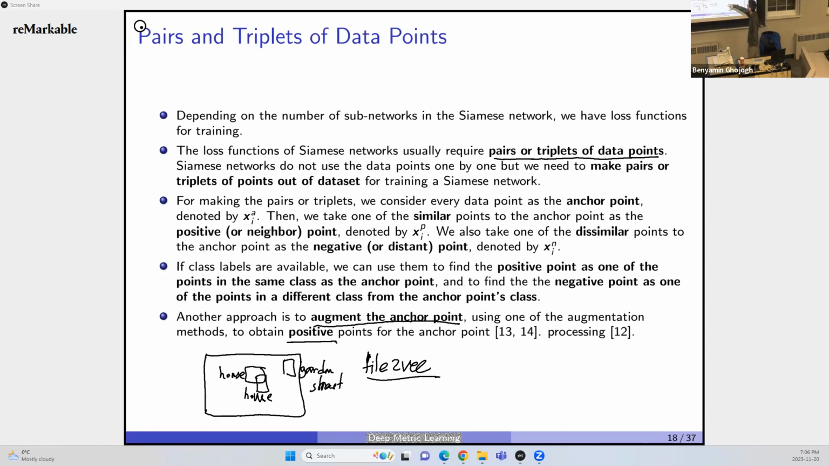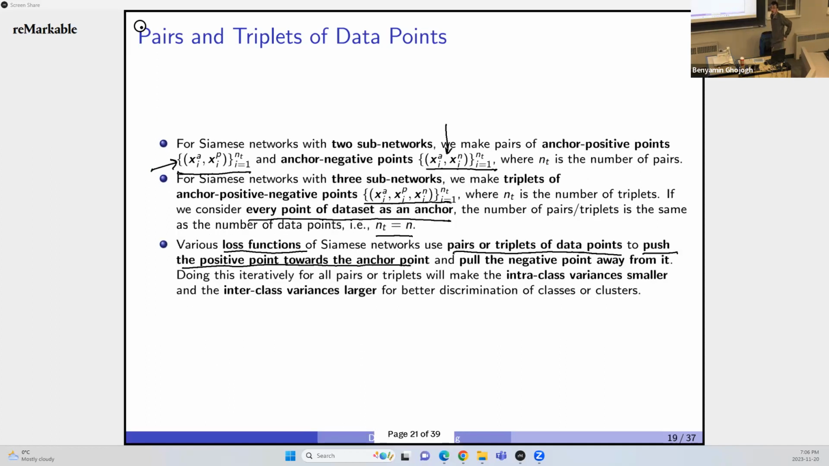So as I said, we can generate triplets out of data even without labels. We can also augment the anchor to get the positive points. Also, we can generate the triplets using the patterns of the data points. If two points have similar patterns, I can assume they are anchor and positive. If they have different patterns, then I can assume them to be anchor and negative, right? So we denote anchor, positive, and negative by superscripts A, P, and N, right?